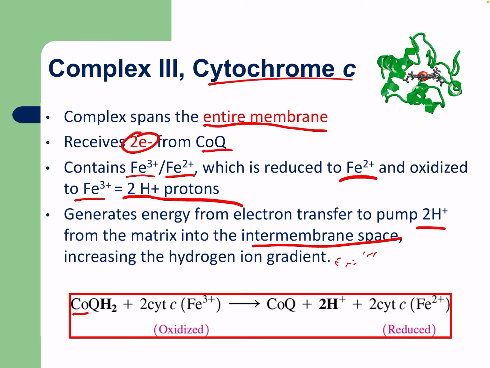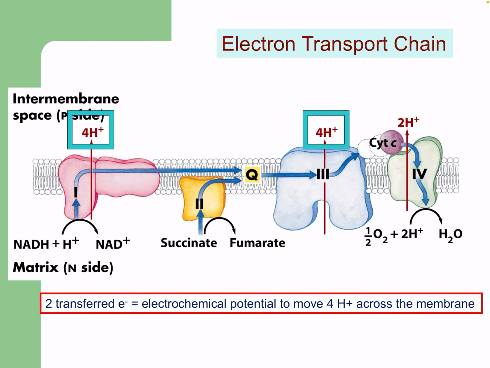So essentially, here's the formula: coenzyme QH2 plus 2 cytochrome C oxidized. So this is oxidized, so then we have iron, Fe3 plus. Then we have coenzyme Q being released, and our 2 hydrogen ions and our 2 cytochromes, which are reduced. So again, 2 transferred electrons cause an electrochemical potential to move 4 hydrogen ions across the membrane. So here we can see 4 hydrogen ions, and here too.